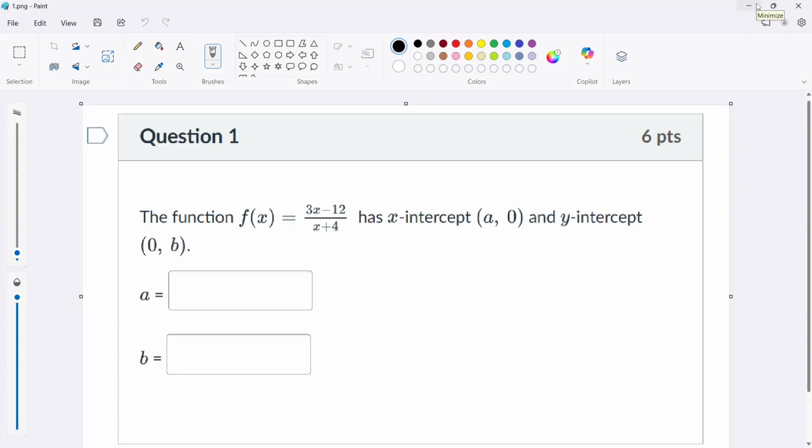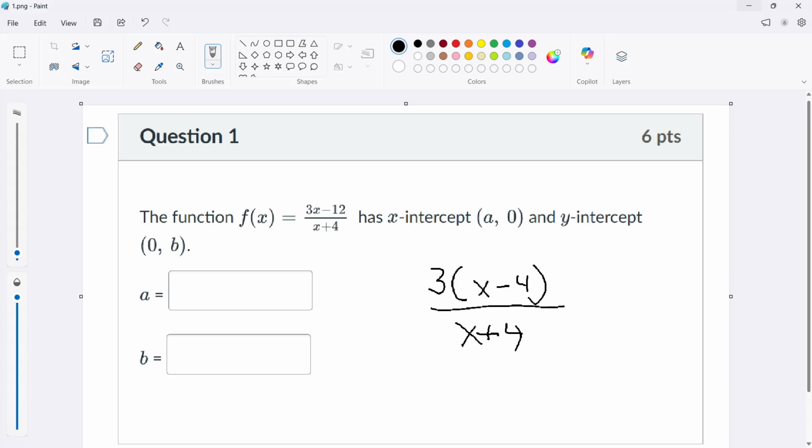So first I'm going to factor it just to make sure that nothing cancels. I'll factor 3 out of the top: 3 times (x minus 4) divided by (x plus 4). So there's no holes that could affect x-intercepts or y-intercepts. So it has an x-intercept at (a, 0).